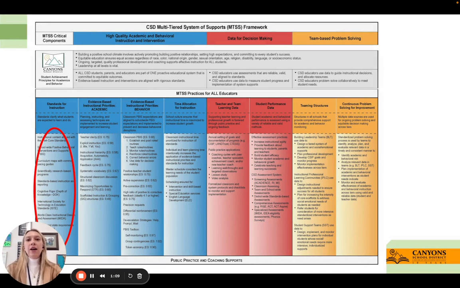So looking at our MTSS framework, really what we're going to be living in today is the blue section of standards for instruction. So why do we teach what we teach and how do we teach it?